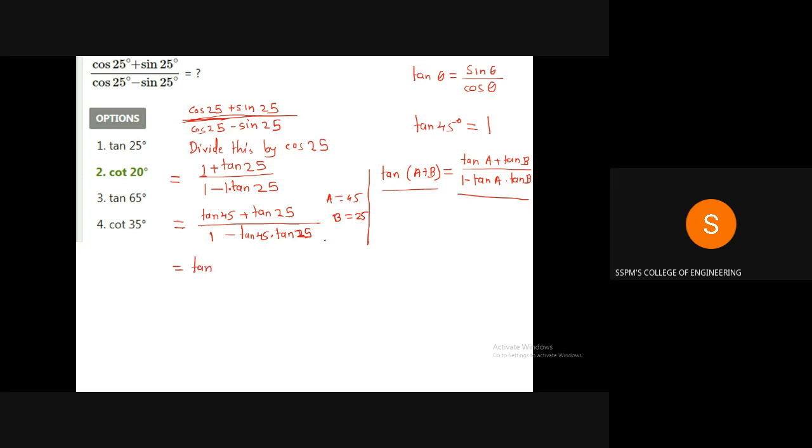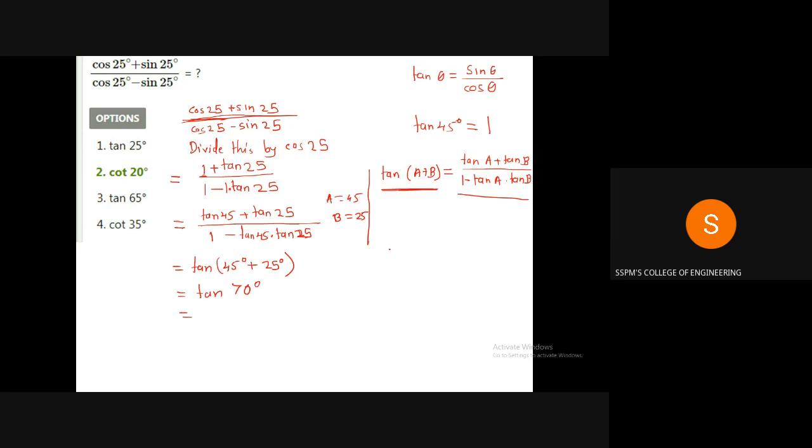So we can write this as tan of 45 degree plus 25 degree, which is equal to tan of 70 degree, since 45 plus 25 is 70. So tan 70 is the correct value. But tan 70 is not given in the options.